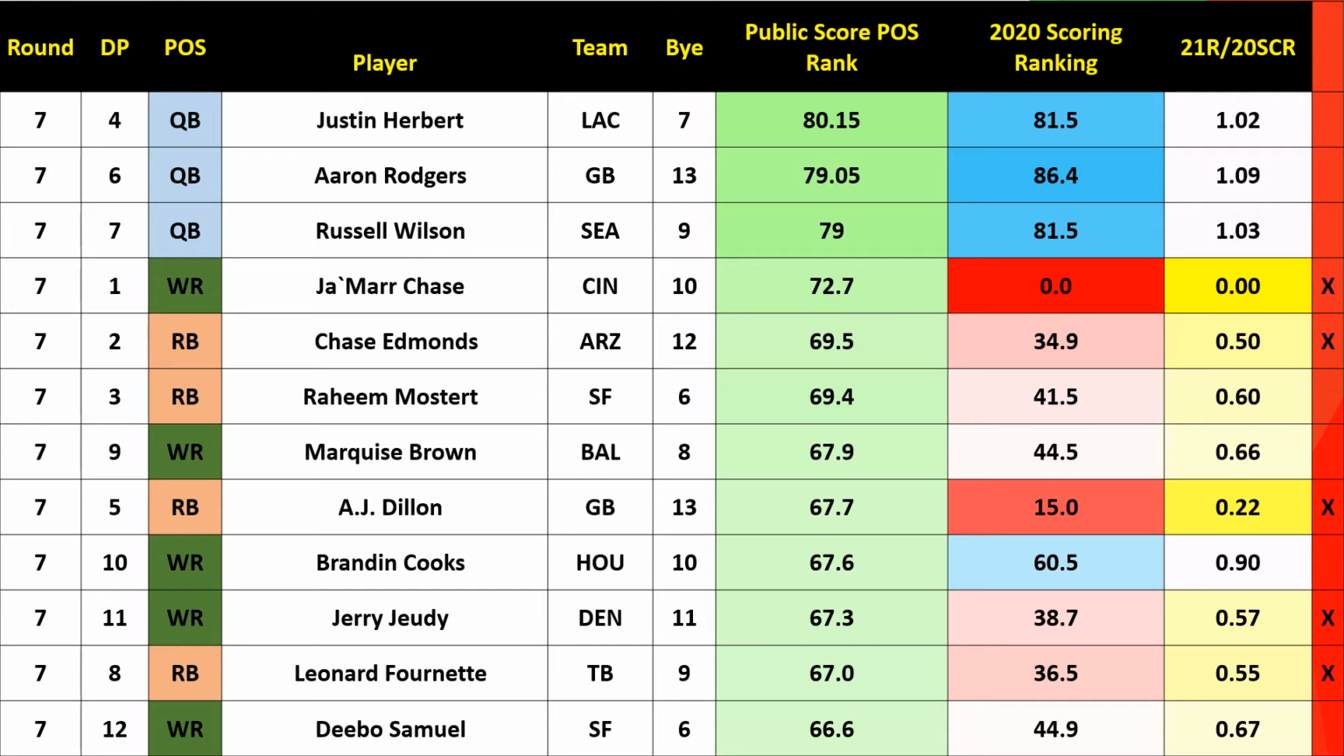Edmonds, Moster, Dillon, I'm letting people grab. And Fournette, you got that Jones-Fournette thing. People like Jones over Fournette. I think I would take Evans first, but that would just be a preference here. Okay.